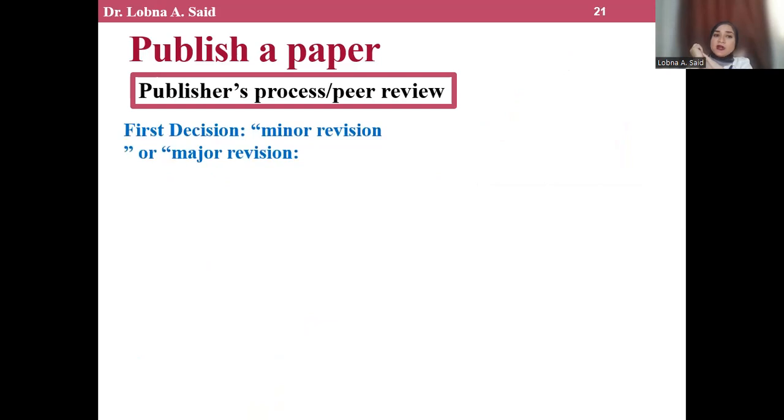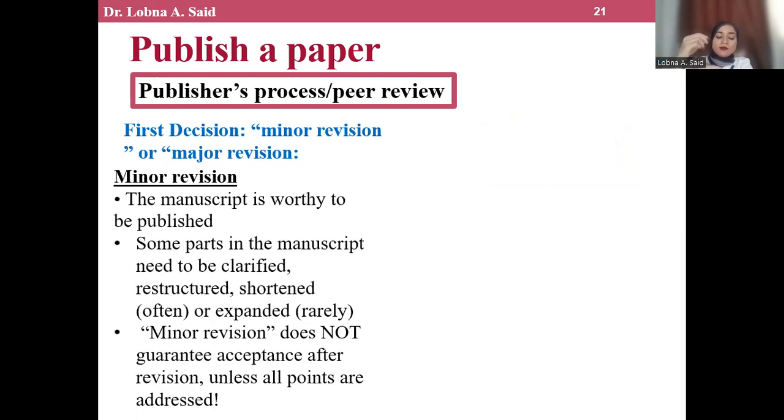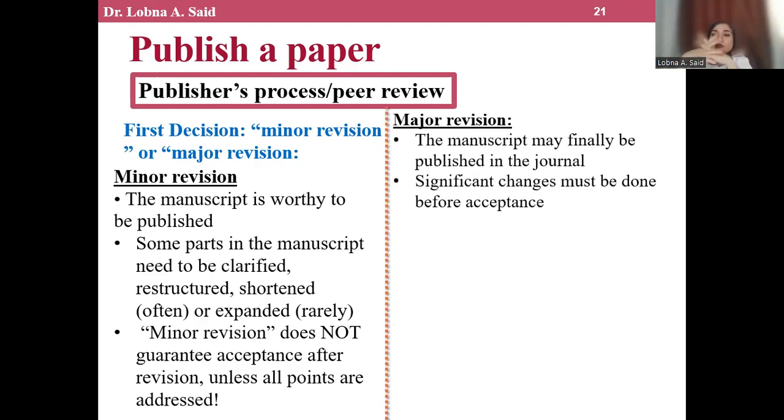If the first decision is minor revision or major revision: minor revision means the manuscript is worthy of being published. Some parts need to be clarified, restructured, shortened, or expanded. But minor revision does not guarantee acceptance after revision unless all the points are addressed, so you have to pay attention to the reviewer. Major revision means the manuscript may finally be published in the journal, but you need to make significant changes before acceptance.